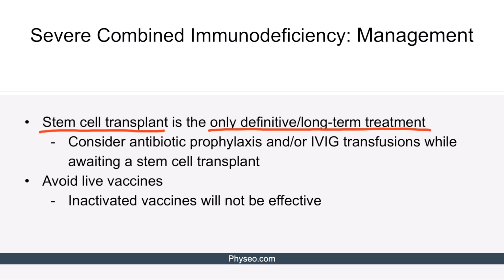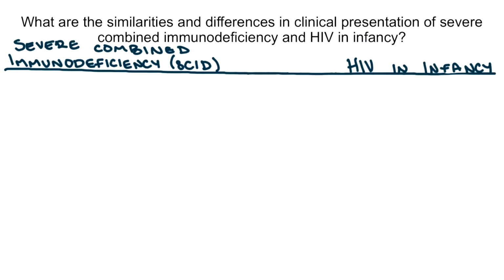The last important point to remember about patients with SCID is that clinicians should avoid the use of live vaccines in these patients due to their weak to non-existent immune systems. Similarly, giving these patients inactivated vaccines will not be effective either, as their immune system will not be able to mount an appropriate response.